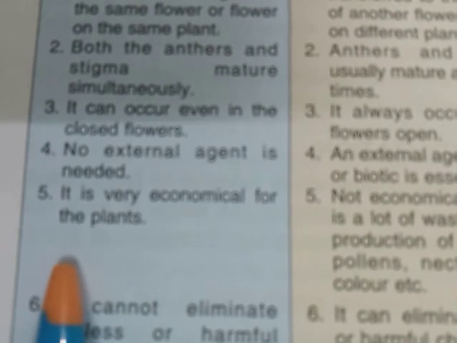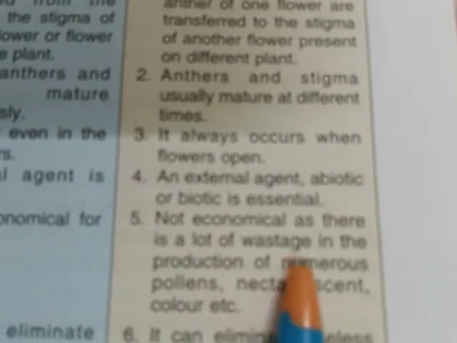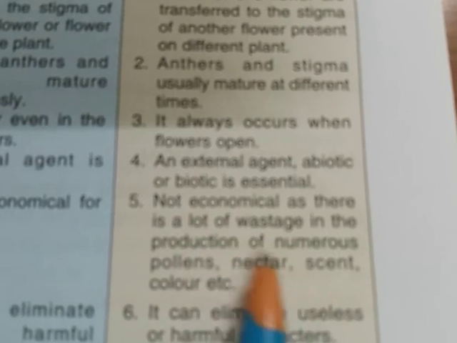Self-pollination is very economical for the plants. There is no wastage of pollen grains, and only a small amount of pollen grains is produced. But cross-pollination is not economical, as there is a lot of wastage in the production of numerous pollen, nectar, scent, and color. All these things have to be produced in the flowers which are cross pollinated.